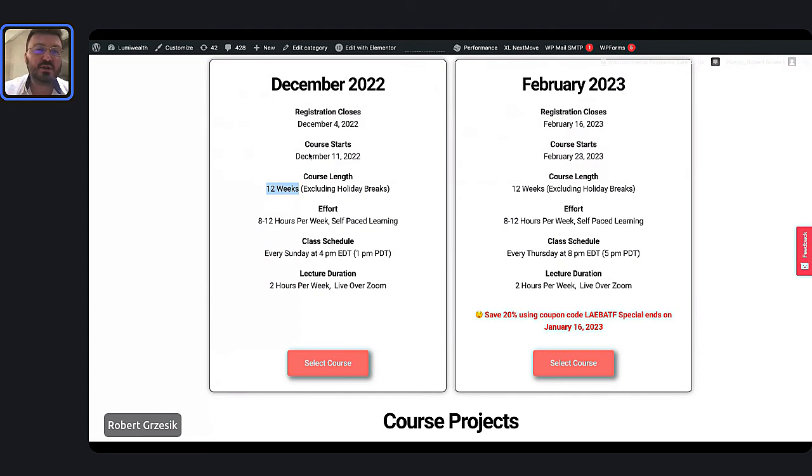But anyway, it starts on December 11th, 12 weeks long. We recommend something like 8 to 12 hours a week in effort, although I've seen a big range. Some people spend a lot less, some people spend a lot more. It depends on how quickly you want to progress through this. Obviously, if you spend more time, you're going to progress faster. If you spend less time, it's going to take you a bit longer. That's fine, right? Unless you've used the project help plan, which can accelerate that process for you.